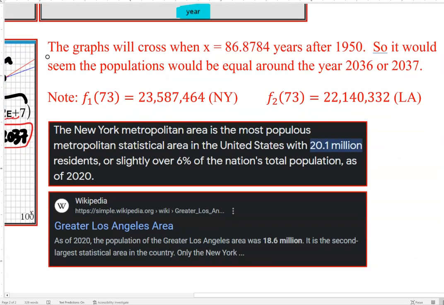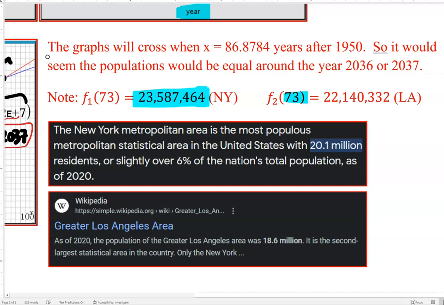So I did a little bit of digging just out of curiosity, because at the time of this recording the year is 2024, and so that would mean in another 12 years or so the population should be the same. So if I use the equation for New York and I punch in 73, I guess technically we're in 2024, but I used 73 for the year 2023. But the model predicts that the population for New York would have been about 23 million people right now.